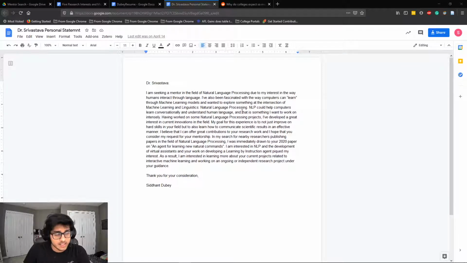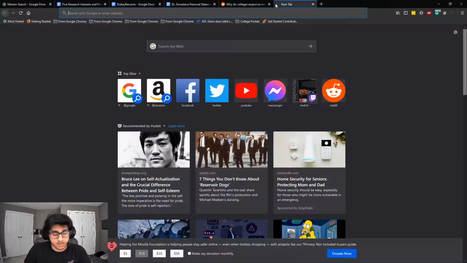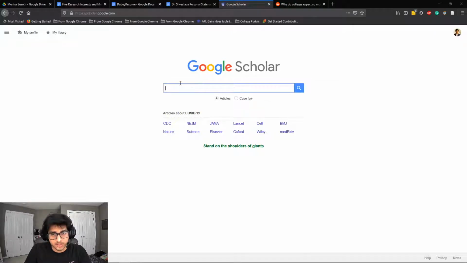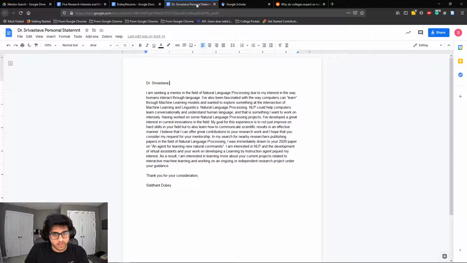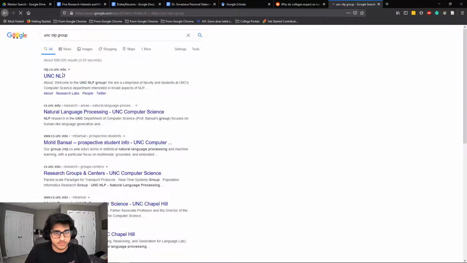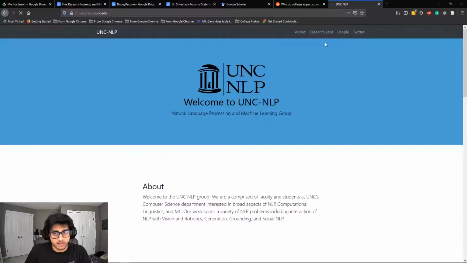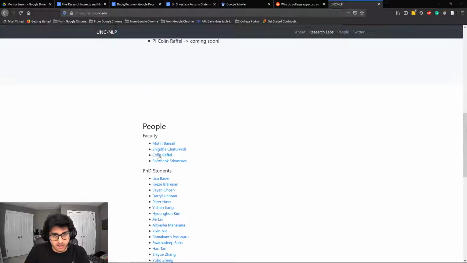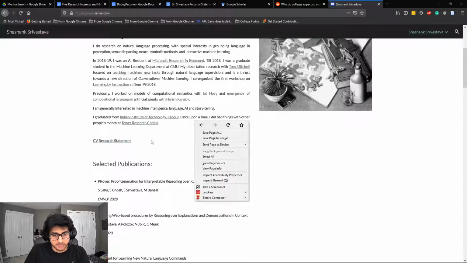And something that's key to do this is, before you email a mentor, find their research papers, which you can do by going to scholar.google.com and searching for your potential mentor, then looking through everything that they've written, or by going to their personal website, because most researchers have a personal website at their research group. So if you go to the UNC NLP group, you can go to the people page. Then you find faculty and PhD students, all of whom you can do research under. And then it'll link you to their website, and they have their publications.